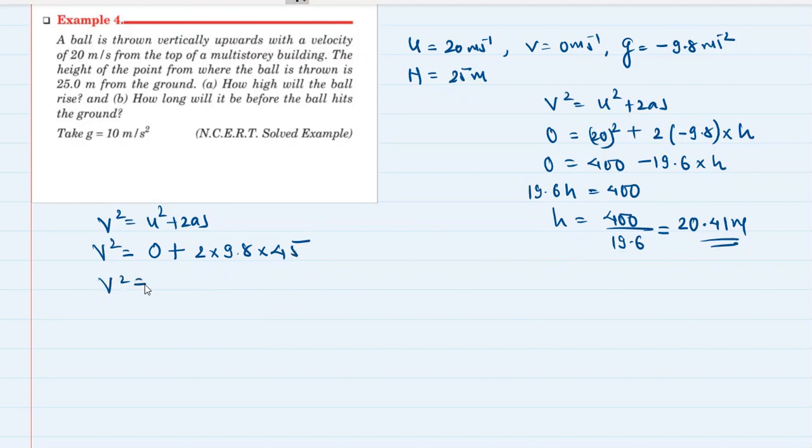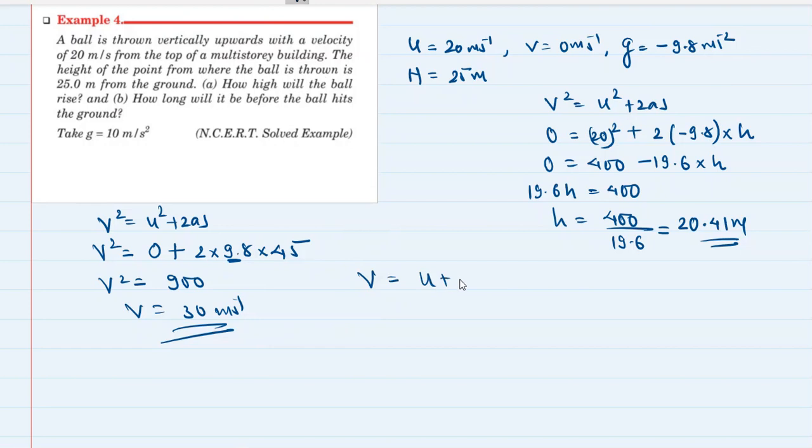So v square is equal to, 45 twos are 90, and 90 tens are approximately 900. You must be thinking that this is 9.8, but just for the sake of simplicity of calculation, I've considered this as 10, and 45 twos are 90, 90 tens are 900. So v is equal to 30 meter per second. Just before it hits the ground, it attains this velocity. So we can apply the first equation of motion after this, which will make our job easier.